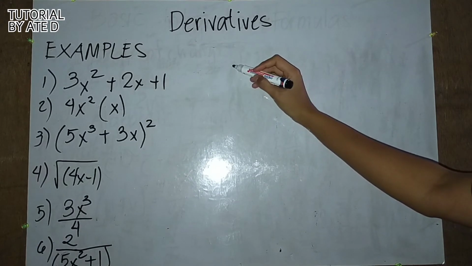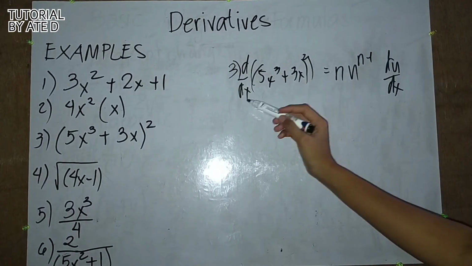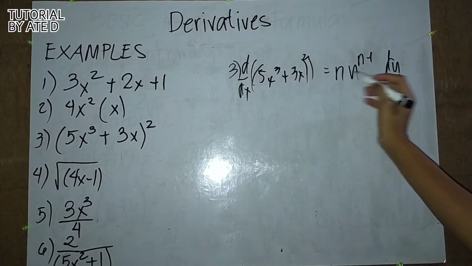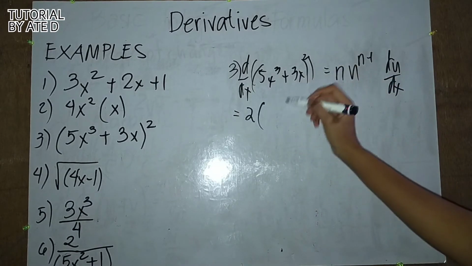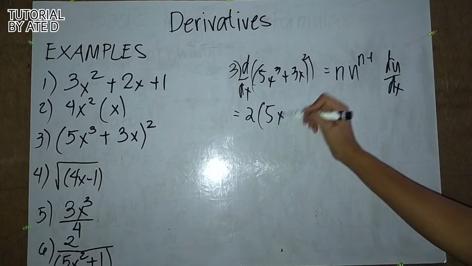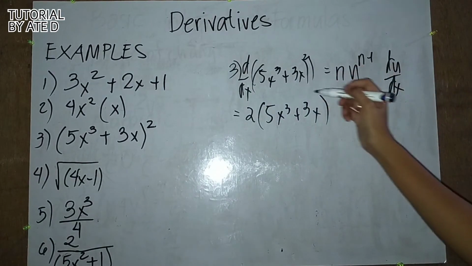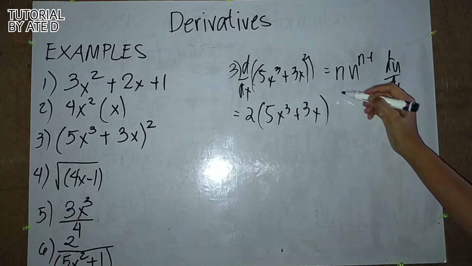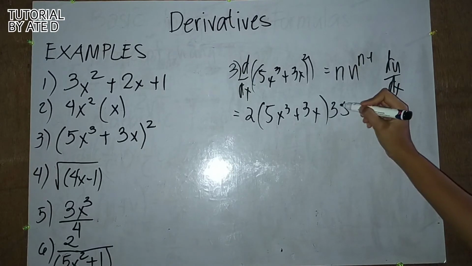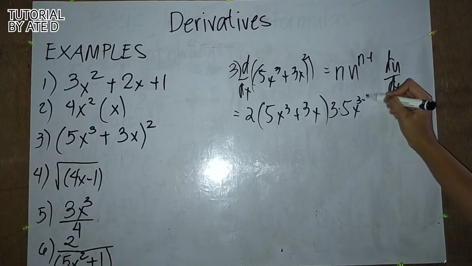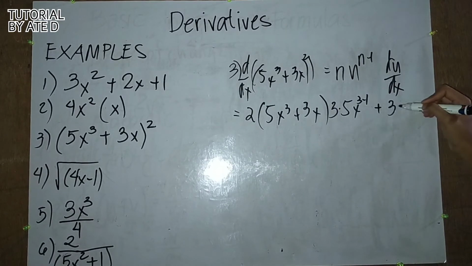Sa number 3, gagamitin din natin yung formula. So, gagawin lang natin is sundin ito. So, yung n, ito yung exponent. So, 2. Multiply natin kung ano yung nasa loob, 3x. Tapos, imumultiply natin kung ano yung derivative ng nasa loob na term. So, 5. So, 3 multiplied by 5x, 3 minus 1, plus 1. So, 3. Distribute.